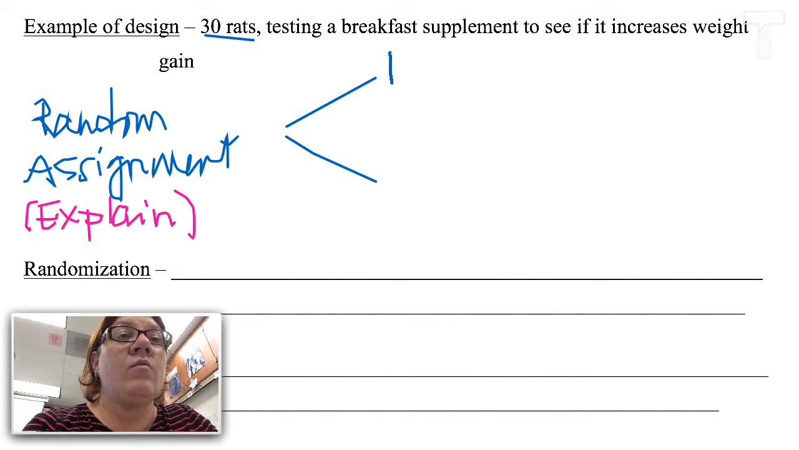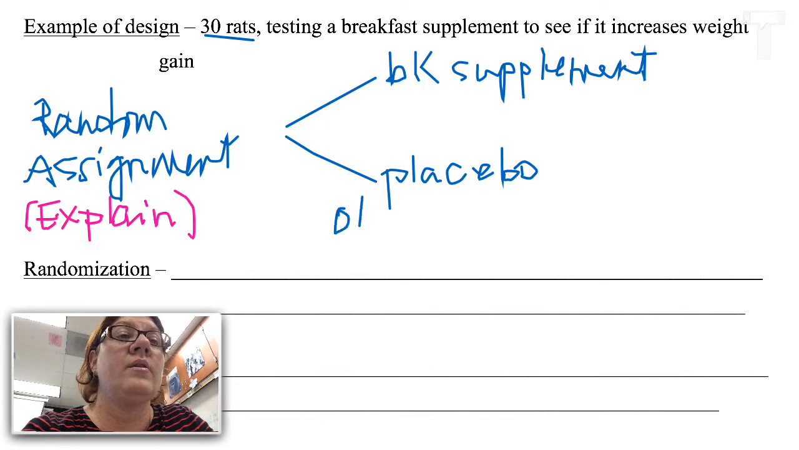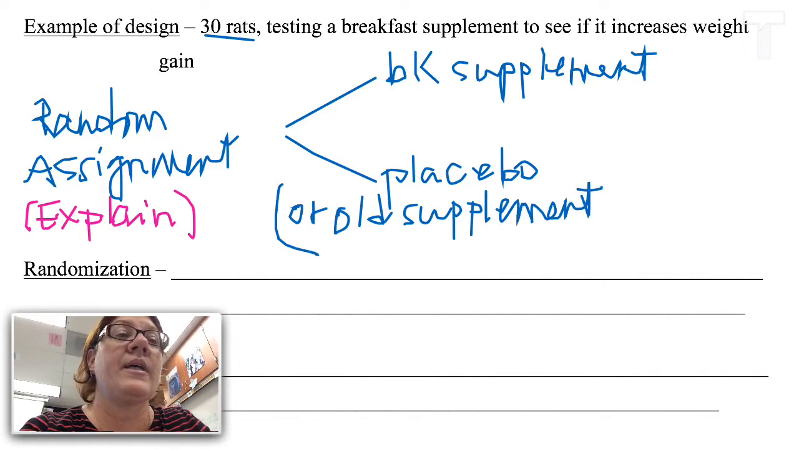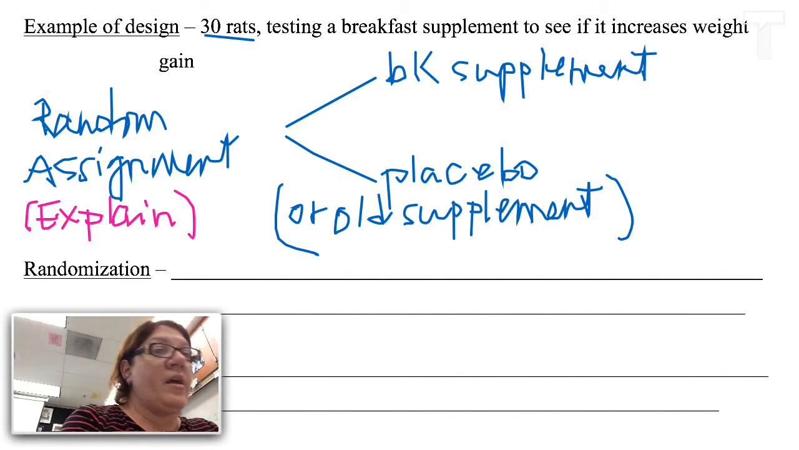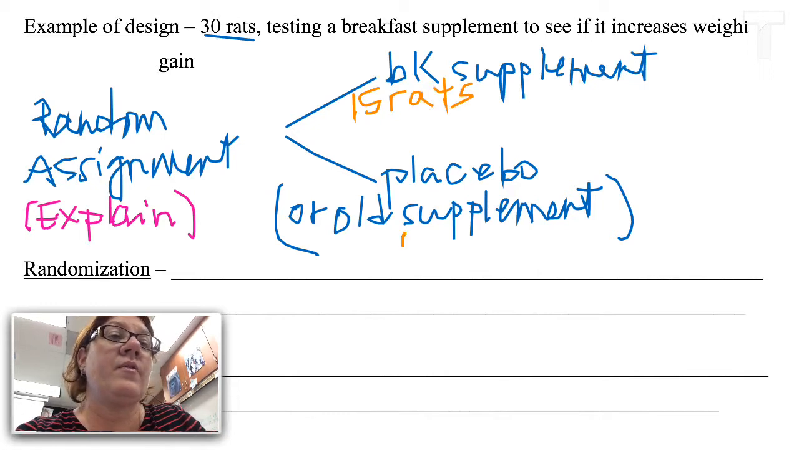So I'm going to give one the supplement, so breakfast, and then the other one gets a placebo, or it might be the old supplement. Either one. Depends on what I'm testing against. And of course, in this upper one, I'm going to put 15 rats. And in this lower one, I'm going to put 15 rats because I'd like to make my groups equal.